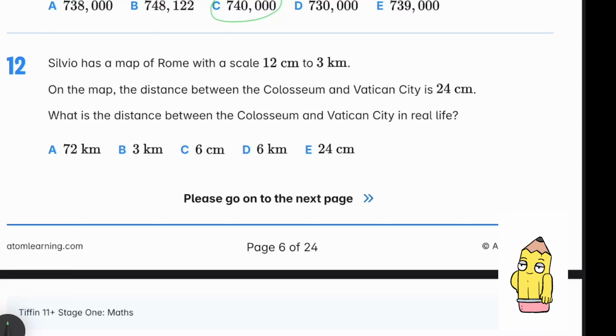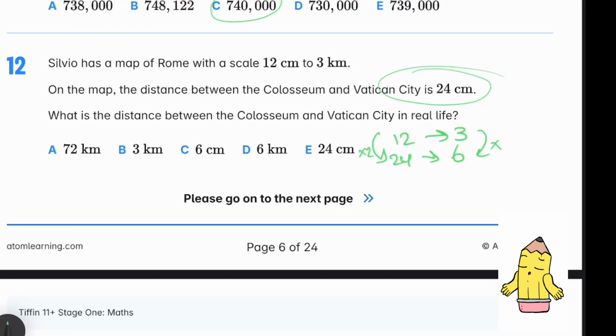So on the map, it's 24 centimeters. We are told that 12 centimeters on the map is 3 kilometers in real life. So if we have 12 to 3, then 24 must be to 6, because if we double our centimeters here, we must double our kilometers as well. Therefore, the distance between the Colosseum and Vatican City is 6 kilometers.